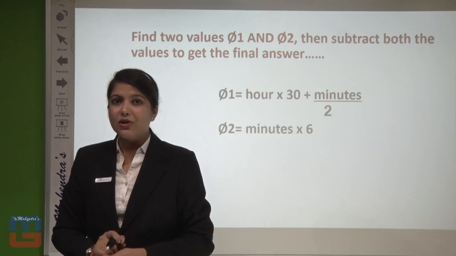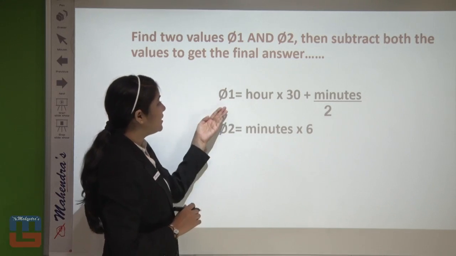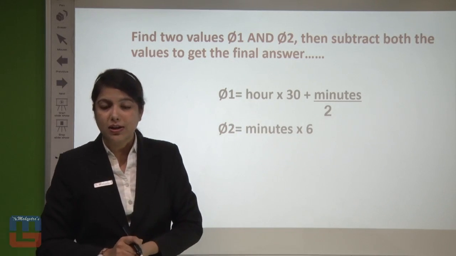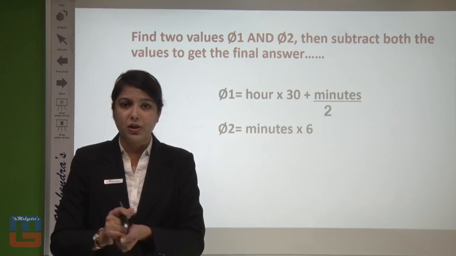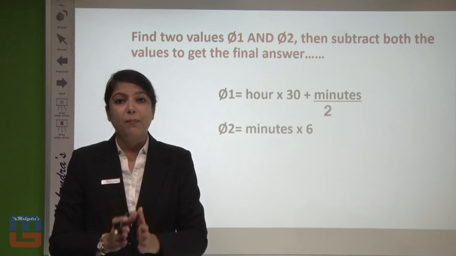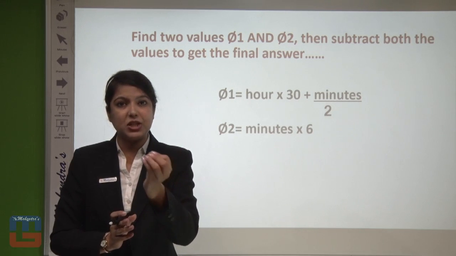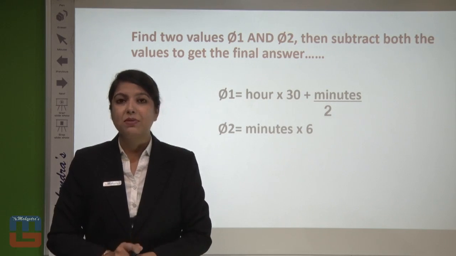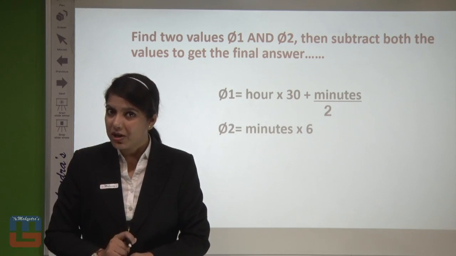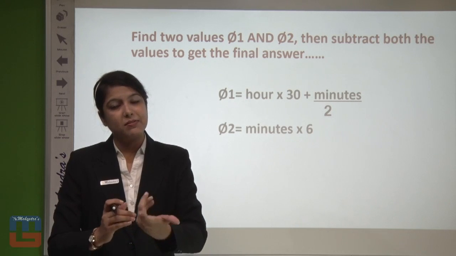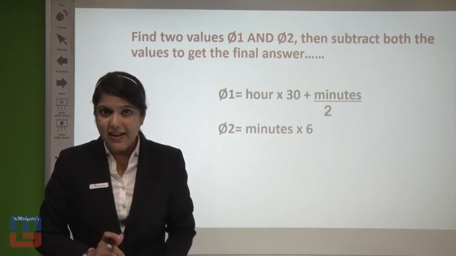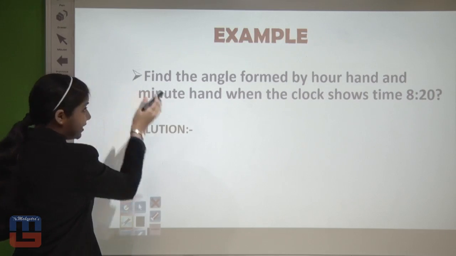Now to get both values, for theta 1 we have to do H into 30 plus minute upon 2. For theta 2, we just have to do minute into 6. That means the formula for theta 1 is hour into 30 plus minute upon 2, dividing the minute value by 2. For theta 2, we are getting minutes into 6. We are just multiplying the minute part by 6. Applying this in a question will make it very clear.